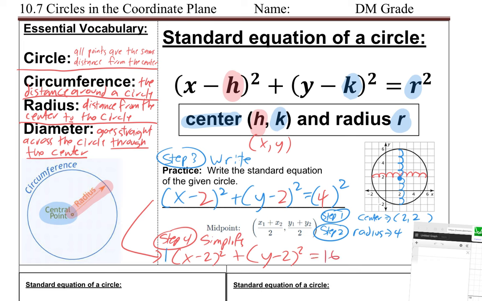So that's going to be our final answer, because they want what we said is the standard equation of a circle. So the standard equation is going to be just like that. So that is going to be our final answer on that one. Okay, so you got a few practice problems in Delta Math, so I'd like you to try those now.